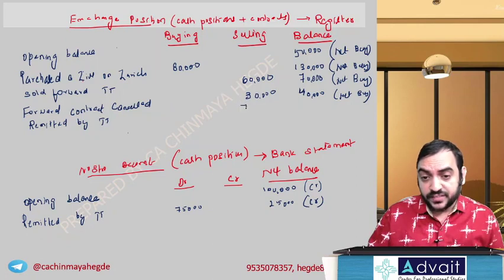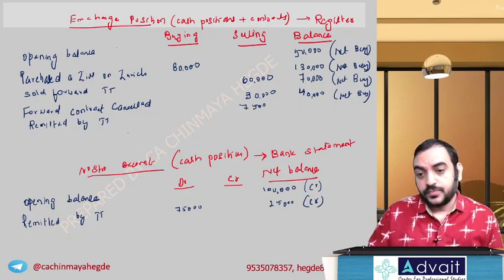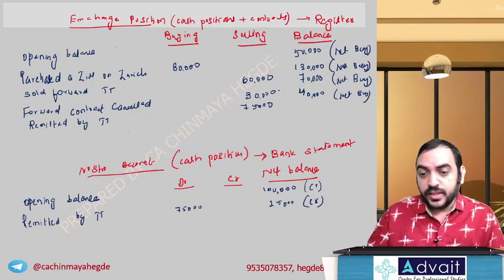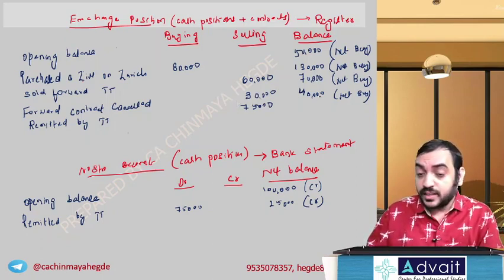Sold means selling 75,000. So what about the net amount? Yes, it will be 35,000. 40,000 net buy was there. 75,000 you sold. So it becomes 35,000 net sales.